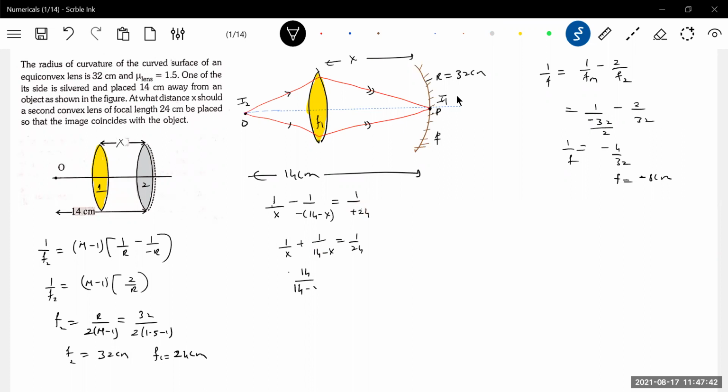1 by 14 minus 14x, 1 by 24. So 14x square minus 14x, x square minus x plus 24 equal 0. Anybody, value of x?